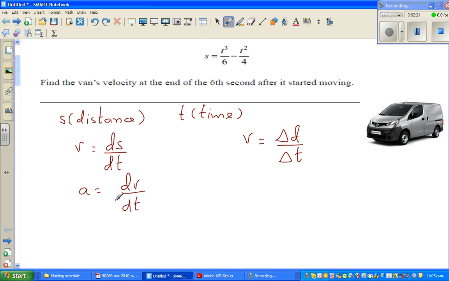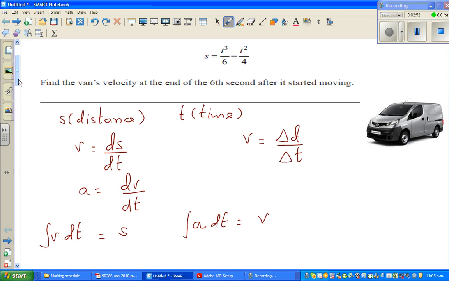Now integration is the opposite of differentiation. So if you integrate v with respect to time, you get distance. And if you integrate acceleration with respect to time, you get velocity, plus a constant, of course. If you differentiate velocity with respect to time, you get acceleration.